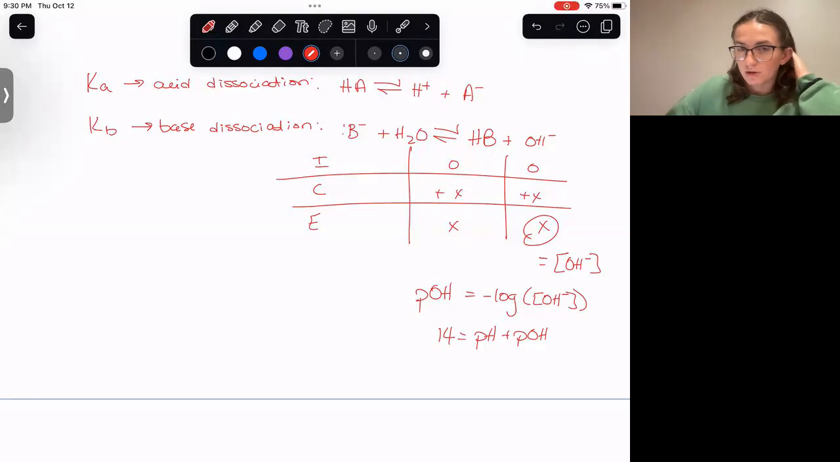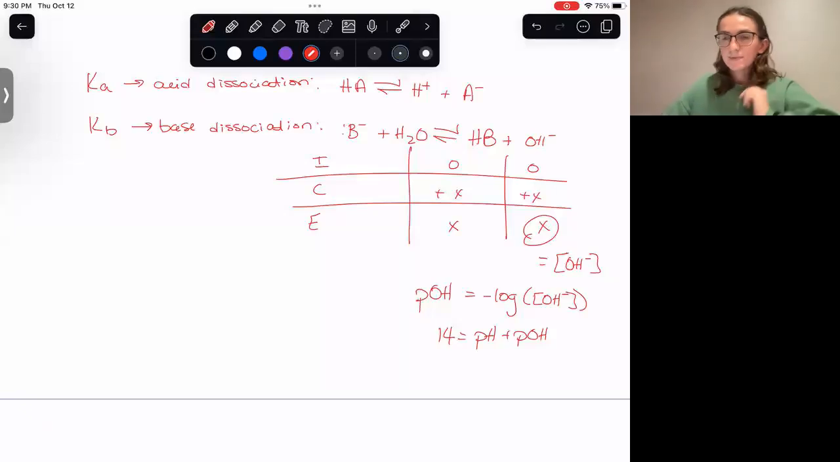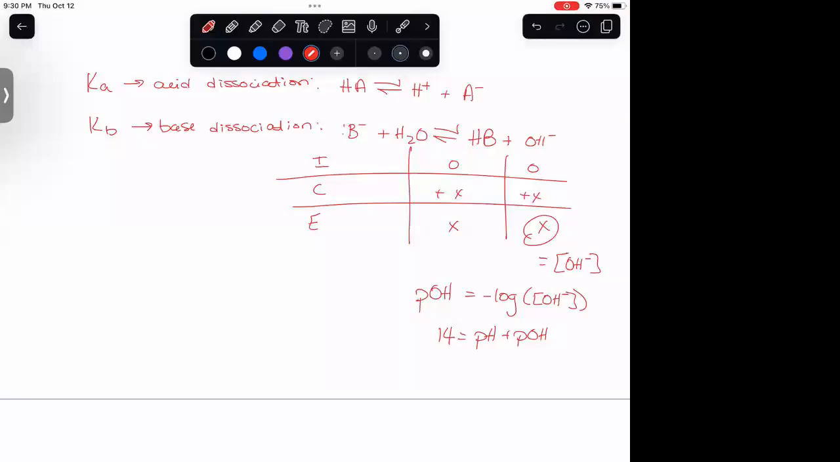Adrian, I see your last question: are weak bases defined the same way as weak acids? In what context? The 5% rule. Yep. So if you have a weak base, then that will be less than 5% ionization. All right, thank you. Yep.